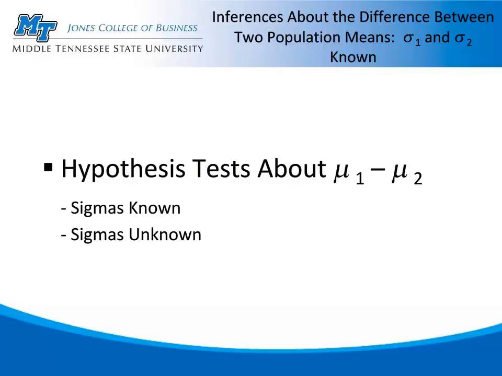Now, the subscript in this case, the mu sub 1 and the mu sub 2, indicates which population. When it's 1, it's the first group. When it's 2, it's the second group. Which one you decide to be the first group is just up to you, but then you have to be consistent about it. There's only two cases. Either you know sigma 1, the population standard deviation for the first group, and sigma 2, the population standard deviation for the second group, or you don't know either one of them.